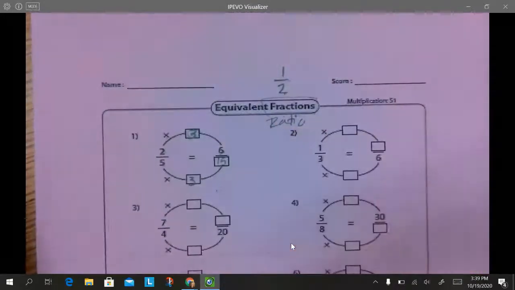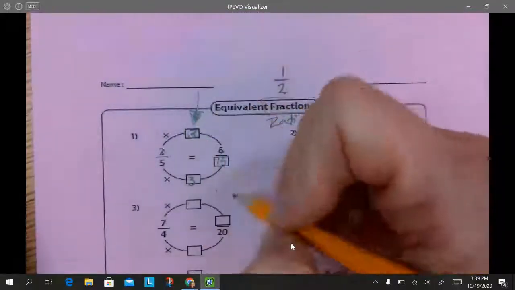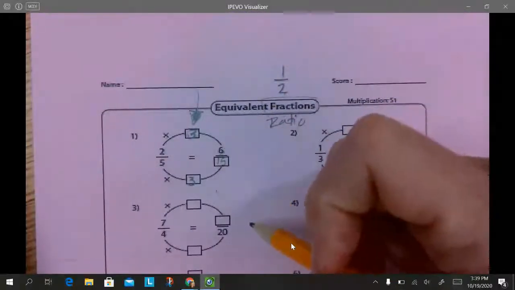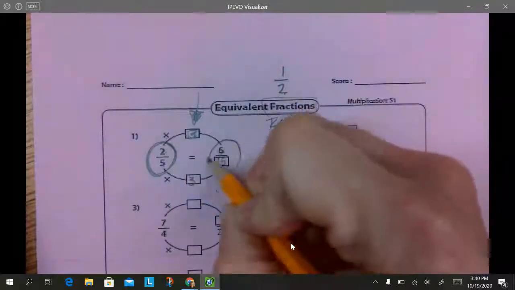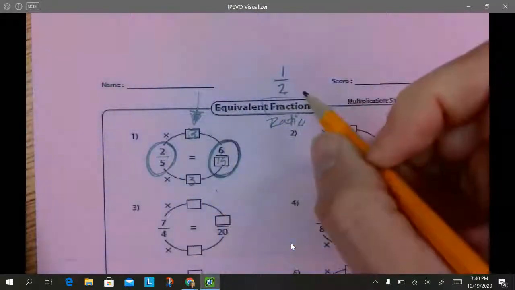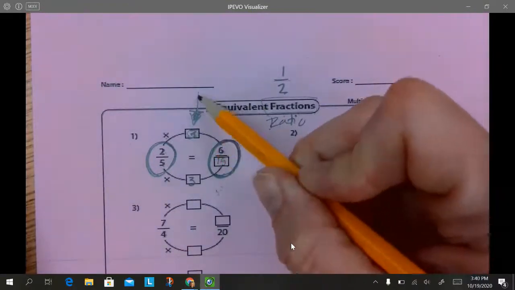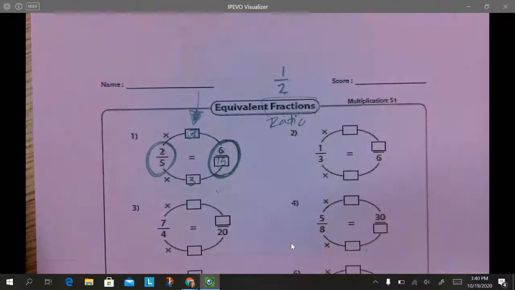Okay, so if you're looking at equivalent ratios or fractions, you want to increase them by the same on the top and the bottom. Okay, so this fraction here or ratio is equivalent to this, and the way that you made that happen was you multiplied it by 3. So you did 3 times that. So you increased it by 3. Okay? Take a look at number 2.